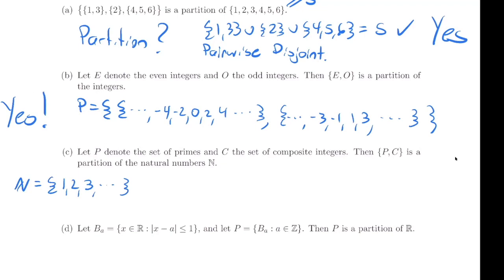So the number 1 is not prime and it's not composite. It's kind of a special number when it comes to that. If we want to partition the natural numbers, we would need to put 1 in here, and then the primes and then the composites. A number P is prime if P is not 1 and its only divisors are 1 and itself.